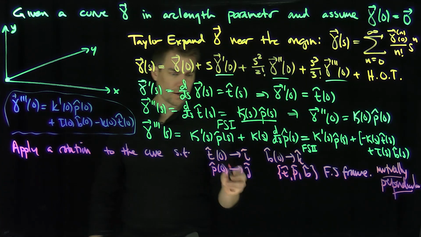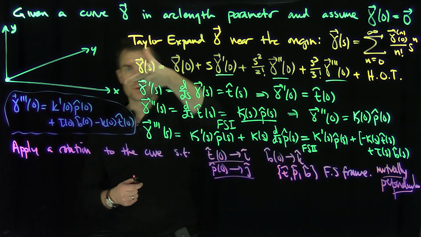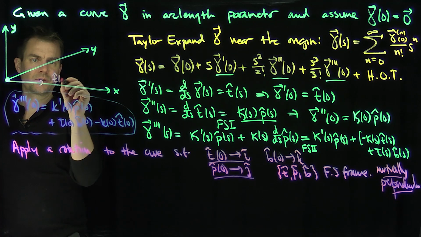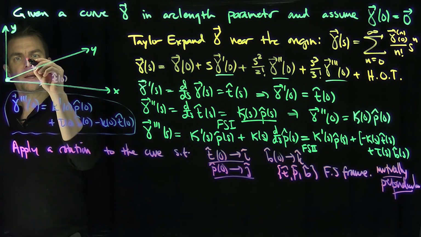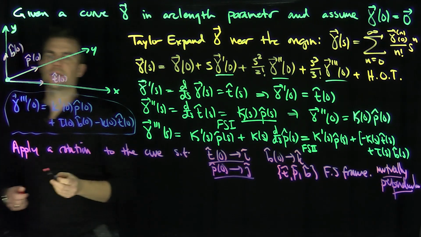Since they're mutually perpendicular, I know I can find a rotation which takes T, P, and B, which may look like this, and just put them into IJK coordinates, right? So in other words, right here you have your t hat of 0. Over here you have your p hat of 0, and then over here you have your b hat of 0. So now my curve is in this frame, okay?